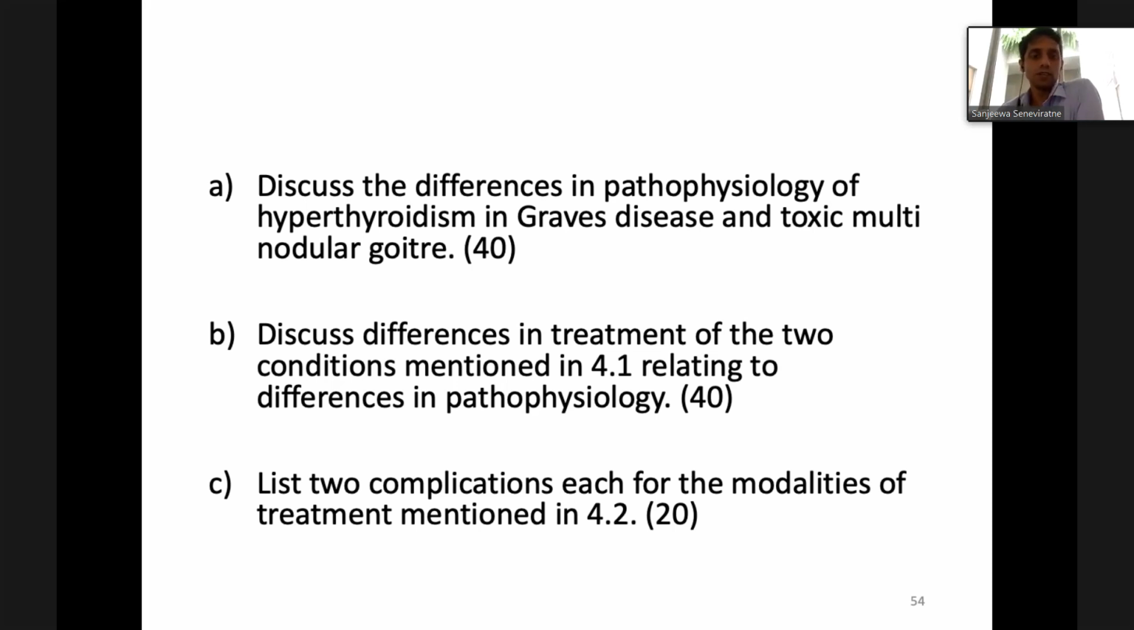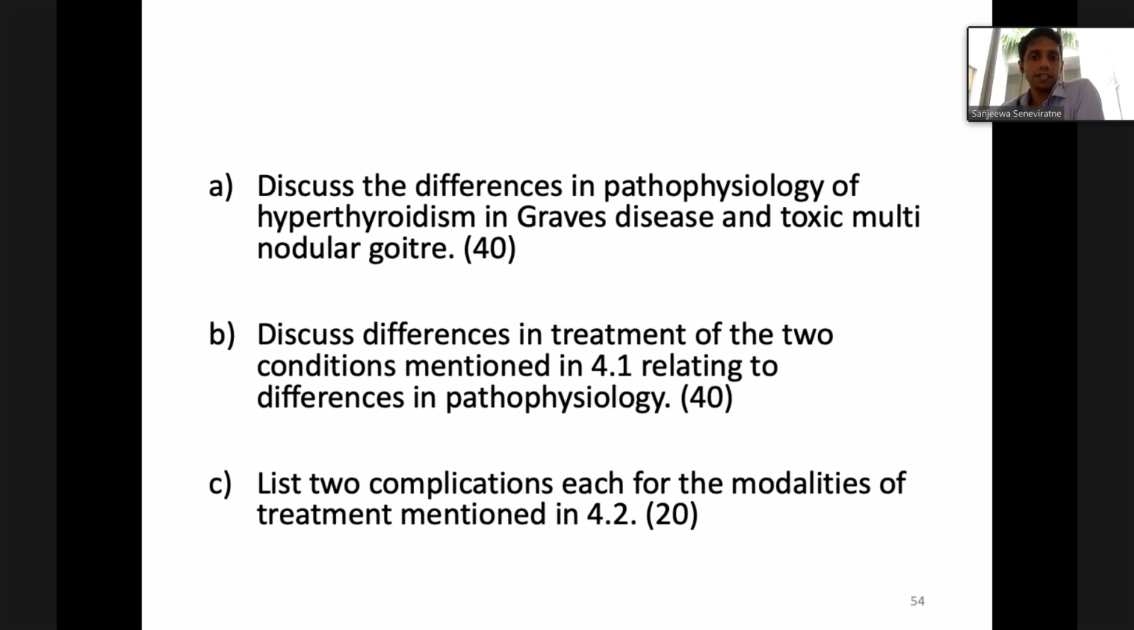Similarly, in toxic multinodular goiters, this involution leads to formation of autonomous cells, which is typically seen in long-standing multinodular goiters. And then these autonomous cells will secrete thyroxine without any TSH stimulation. They are capable of doing that. That is what makes them hyperthyroid.